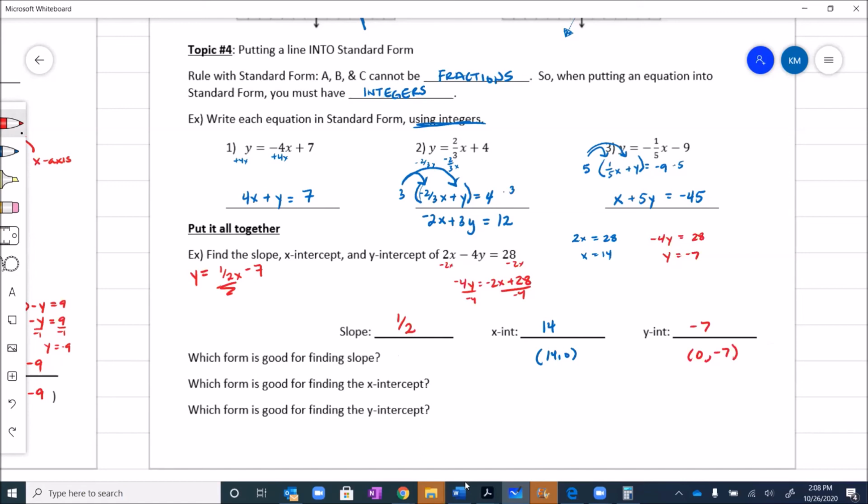Which form is good for finding the slope? Well, slope-intercept form. Y equals mx plus b. Which form is good for finding the x-intercept? Standard form. Which form is good for finding the y-intercept? Actually, both. We found the y-intercept using standard form because that's what we were given at the beginning of the problem. But even in slope-intercept form, our y-intercept was just right there, negative 7. So either way, really wasn't a bunch of work either way.